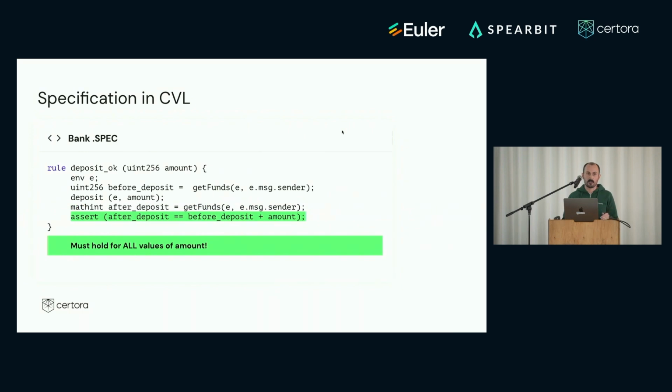And finally, we write this assertion that lets us check that the amount that the user had after calling deposit is really just the amount before plus whatever amount they deposited. And importantly, if we're able to prove this property, it doesn't just mean we've run a bunch of test cases. We really prove that it holds for all possible inputs and all the reachable states.